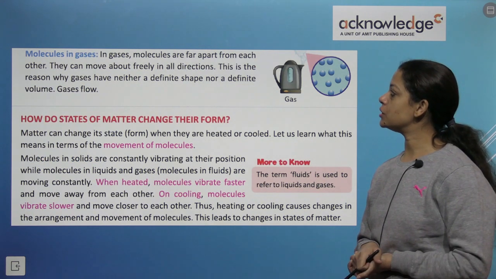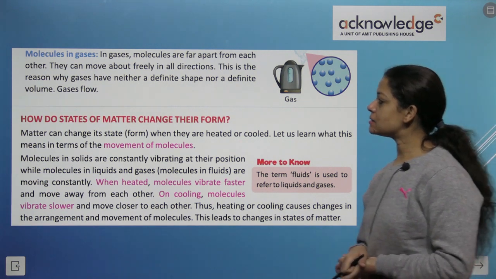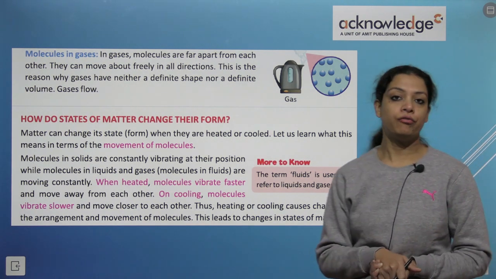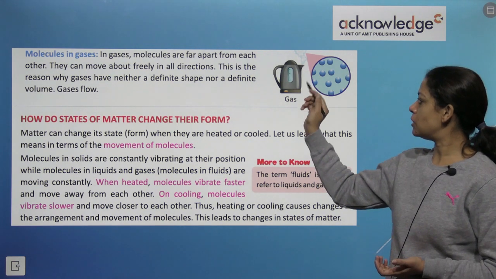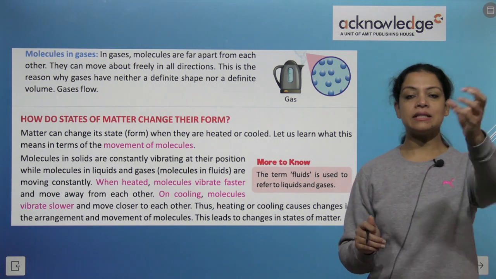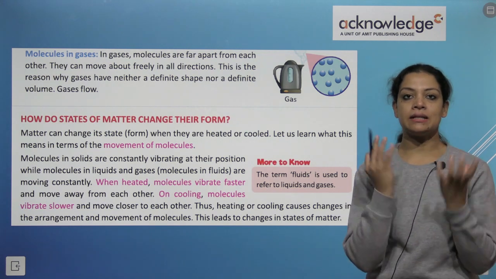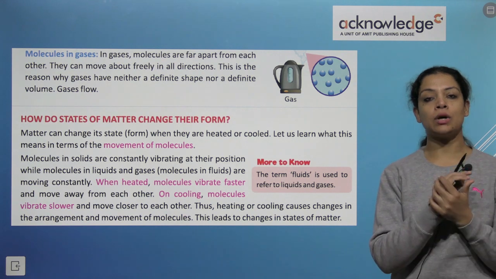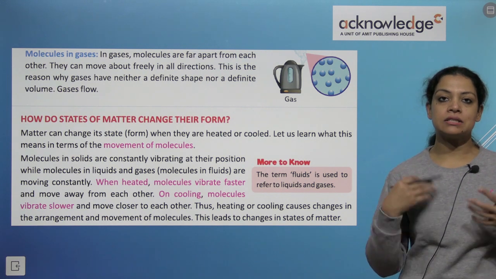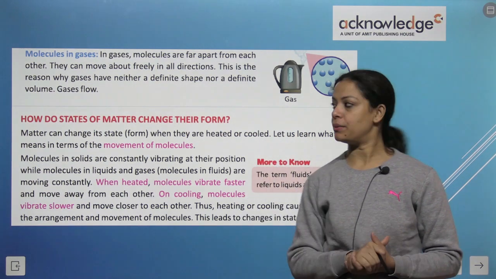In gases, molecules are far apart from each other. They can move about freely in all directions, and this is the reason why gases have neither a definite shape nor a definite volume. Gases flow. Correct? Now this is a gas. When you are steaming water, boiling water, the water is coming out in the form of gas. So basically water is one such thing which is present in all three states. If you freeze the water, it will take the shape of ice. Then if you allow it to melt, it will convert into water, that is liquid. And if you boil the water, it will be in the form of gas. So water has all three states.